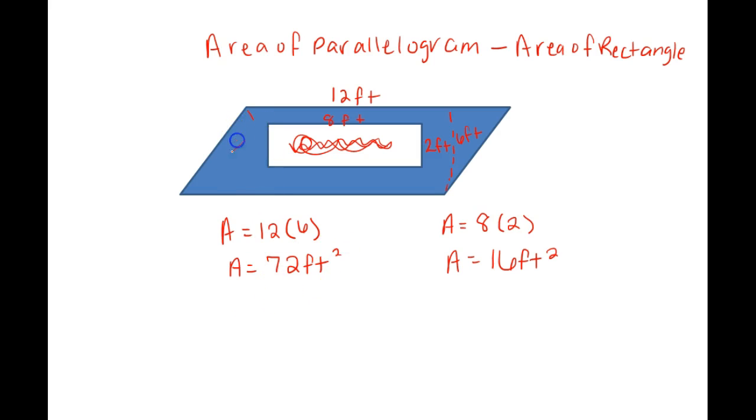So all you would do is take the area of this parallelogram, which is 72 feet, and then you subtract 16 feet from that. And that's going to give us 56 feet squared. So the area of this shaded region, everything in the blue, is 56 feet squared. Don't forget, you found the area of the big parallelogram, and you subtracted the area of the rectangle from it.